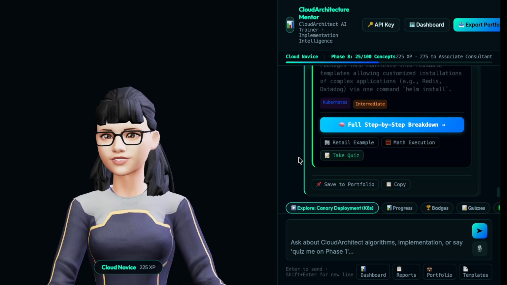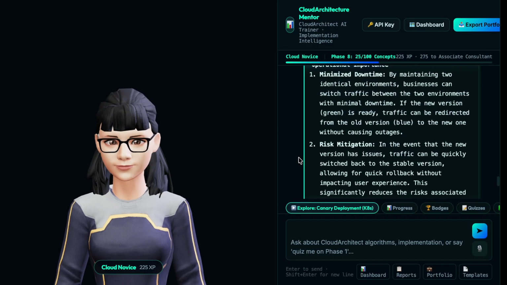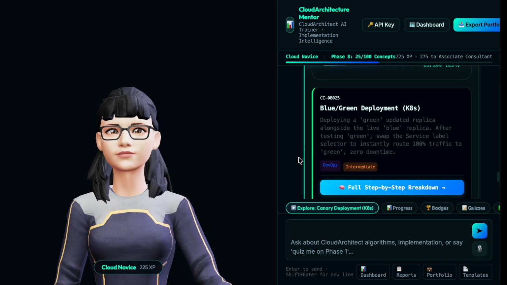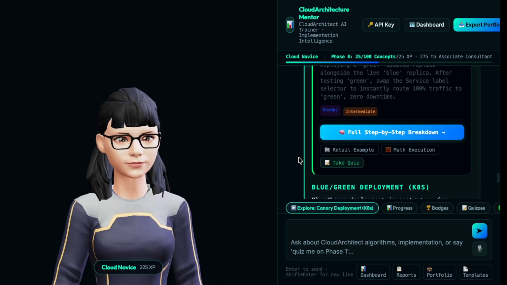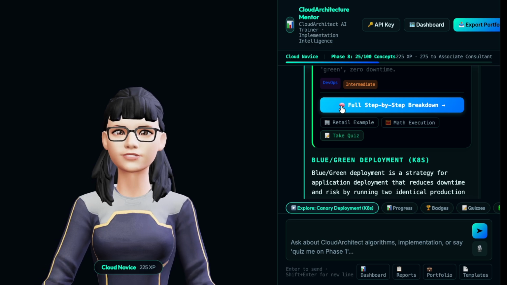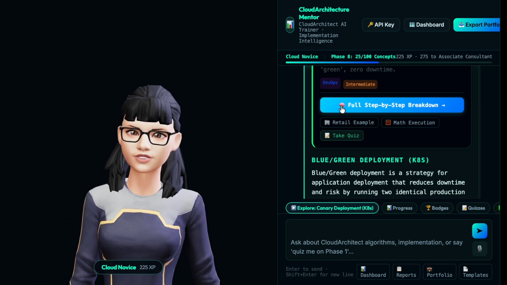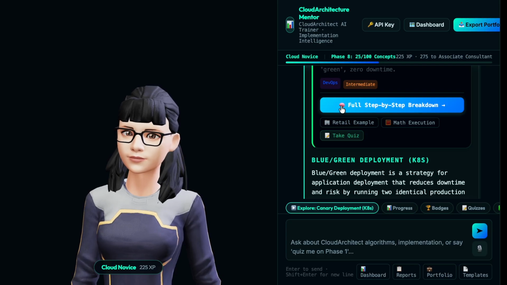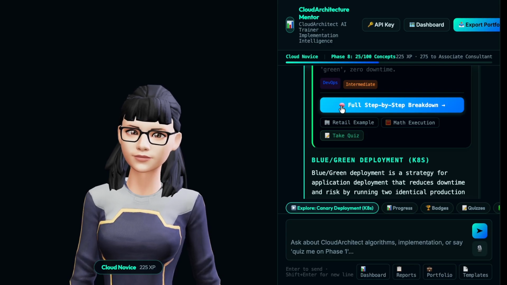Concept card CC-8025. Blue-green deployment case. Blue-green deployment is a strategy for application deployment that reduces downtime and risk by running two identical production environments, referred to as the blue and green environments. This method allows for seamless transitions between different application versions while ensuring that users experience minimal disruption.